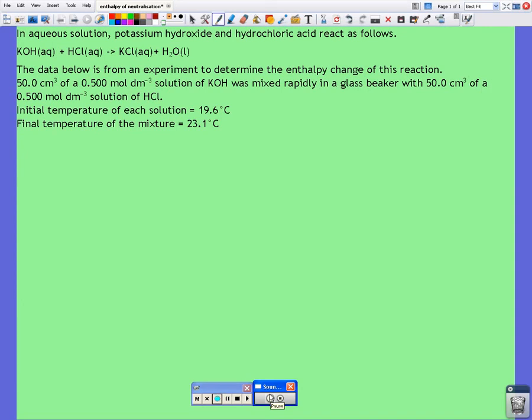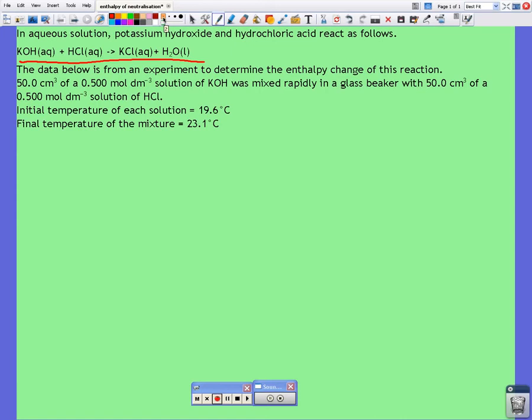Okay, here we are with another calorimetry question. Not combustion this time. Note that here we're carrying out an actual chemical reaction, so we're finding an actual enthalpy of reaction. In this case it's an acid-base reaction, so it's an enthalpy of neutralisation.